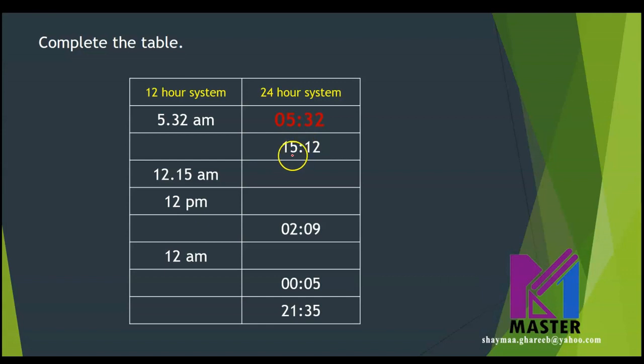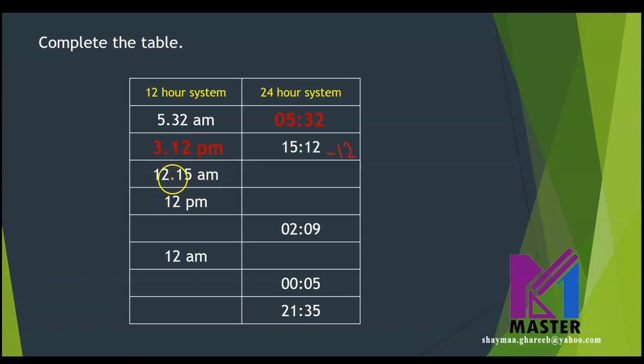It's bigger than 13 or after 12, which means it's in the p.m. So this is a p.m. time. I know when I write it, it will be p.m. So what should I do to write the 12-hour? I will subtract 12 from the hours. 15 minus 12 equals 3, and 12 minutes p.m.